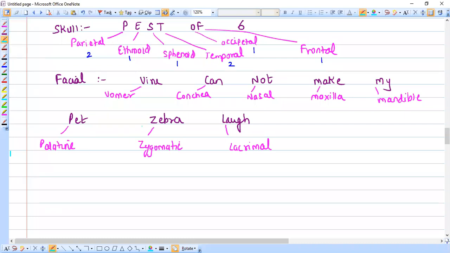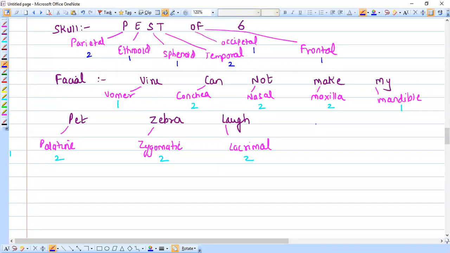How many vomer? We say vomer is basically 1. How many conchae? We say 2. How many nasal bones? Basically we say 2. How many maxilla? We say 2. How many mandible? 1. Palatine will be 2. Zygomatic 2 and lacrimal 2. And Viru cannot make my pet zebra laugh.